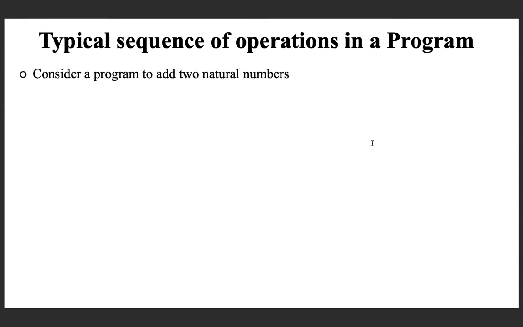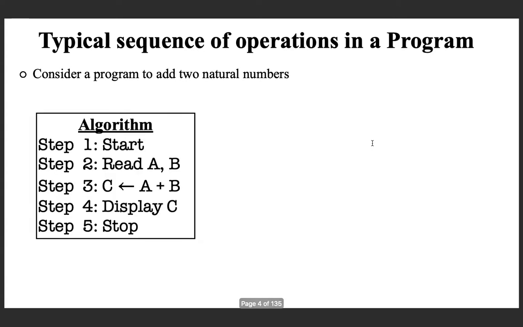For that, as an example, consider a program to add two natural numbers. Here is an algorithm. Start and stop statements are there. First you read two natural numbers, then find the sum of them and store it in another variable, and then you display the result. So this is basically what you do in this particular case.